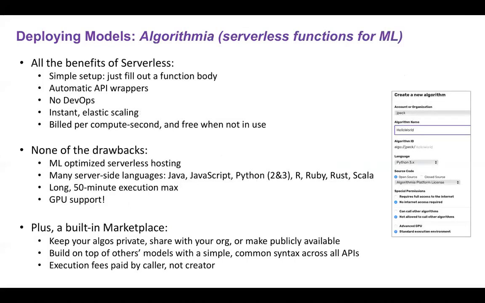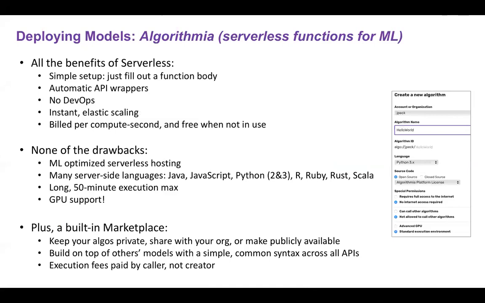So that takes me to the thing that we've built having seen this problem, which is Algorithmia, which is basically serverless functions that have been optimized for machine learning. So you've got all those same benefits of serverless that I just mentioned. You've got that simple setup. You just fill out a function body. You get automatic API wrappers. You're just taking an object and sending it back. You're not doing any DevOps. You're not worrying about how many machines are running or their characteristics or anything like that.